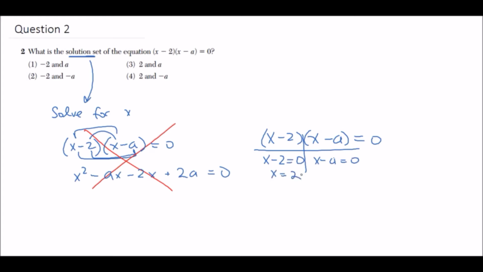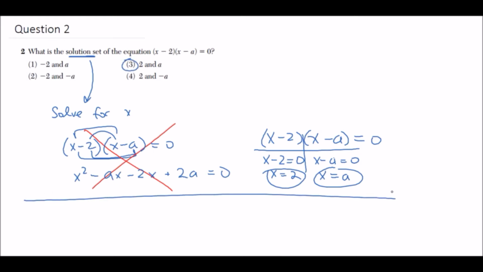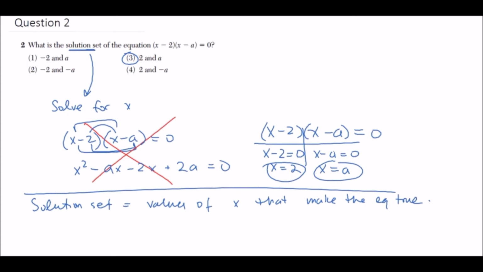Add 2 to both sides here and we get x equals 2. Add a to both sides here, we get x equals a. And our answers are 2 and a. Now, just like in the last question, we can back solve this because, again, the solution set means the values of, well, in this case, x and just whatever variable it is, that make the equation true.